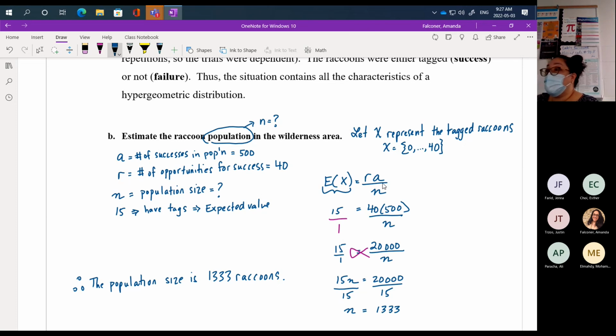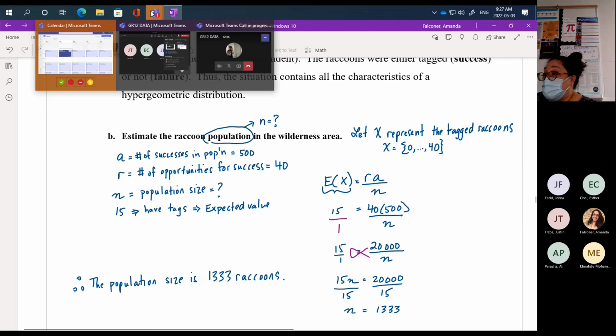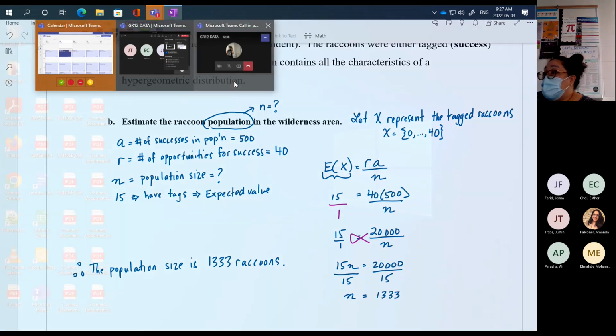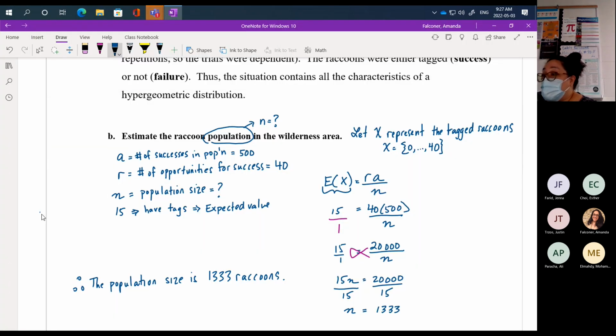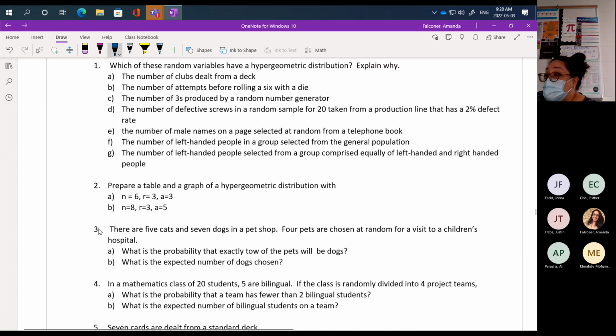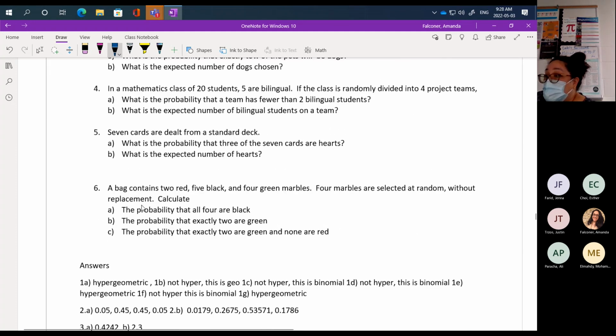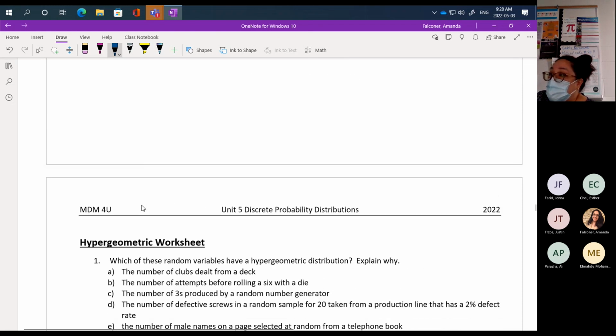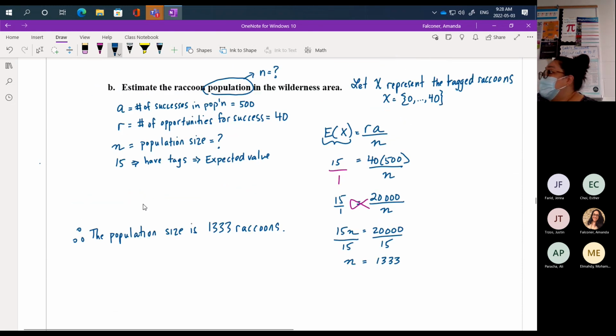Okay, so that's it for our lesson today. Tomorrow will be our work period. And you can do the homework for this section, right? The worksheet is in the next page within the OneNote, and people who are in Class Learner should have that already in your packages.